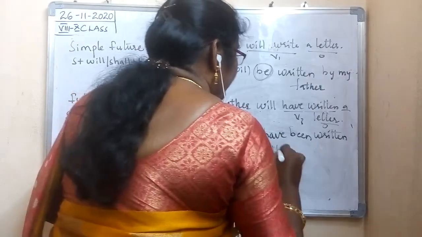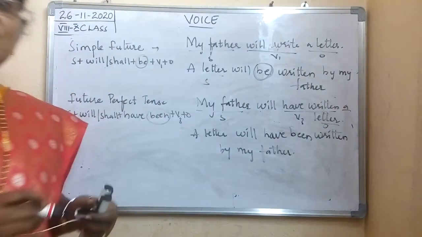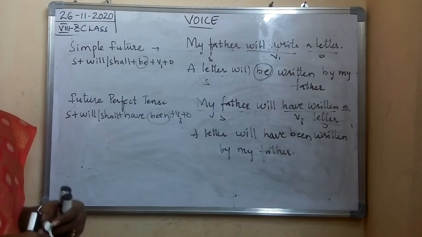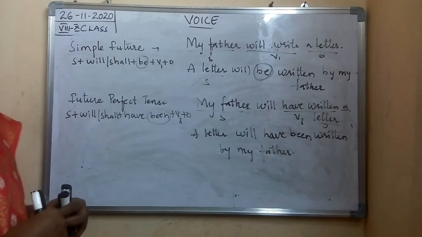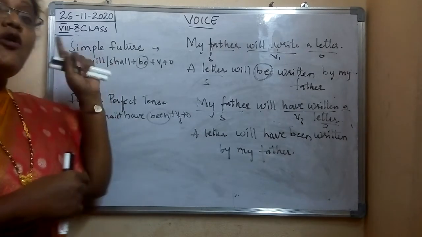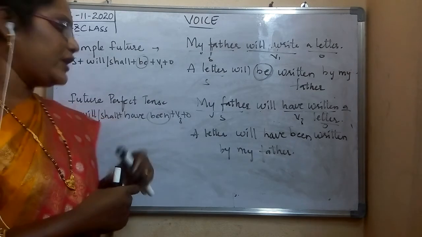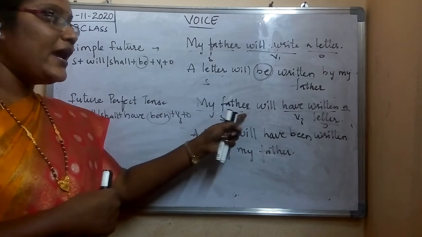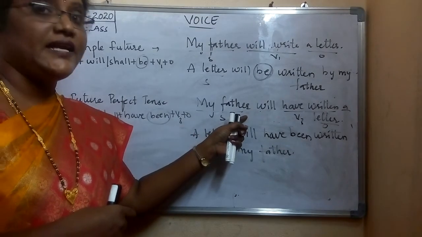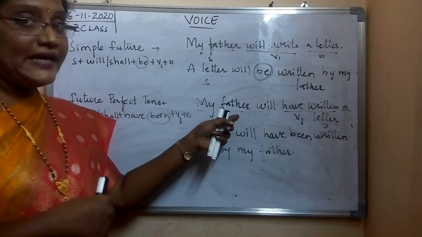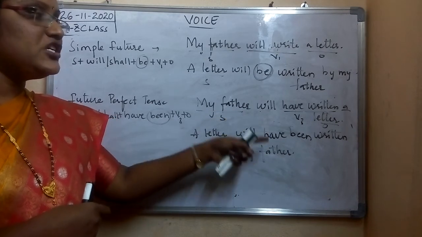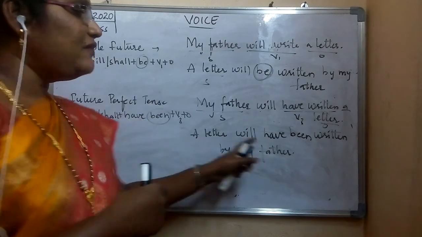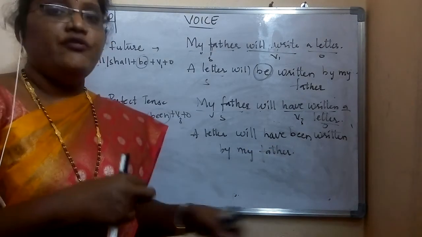In this way you have to change. So to change sentences like these, you need to know the structures perfectly. So I hope everyone has understood the voice topic very clearly, because I taught you along with the examples. Here will or shall plus have plus been is there. I have given only a future perfect sentence. Now changing into passive form, what do we have to add extra? Been. So a letter will have been written by my father.